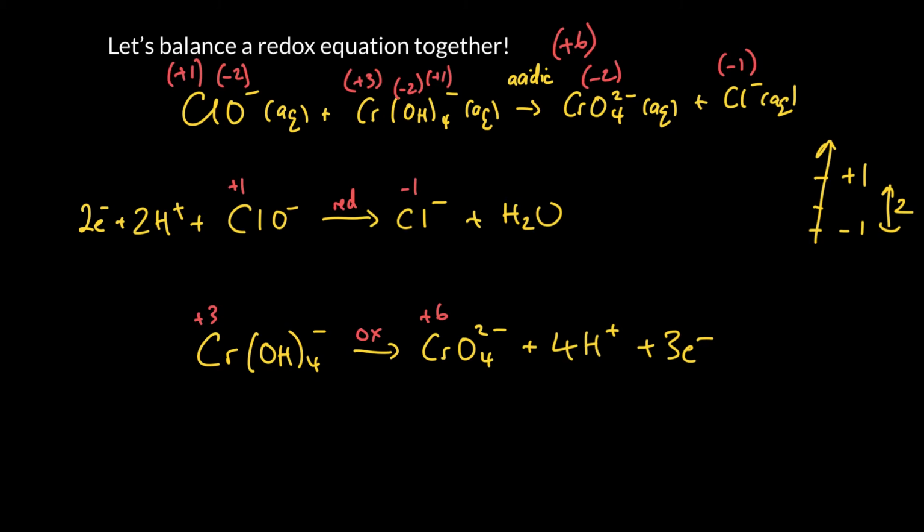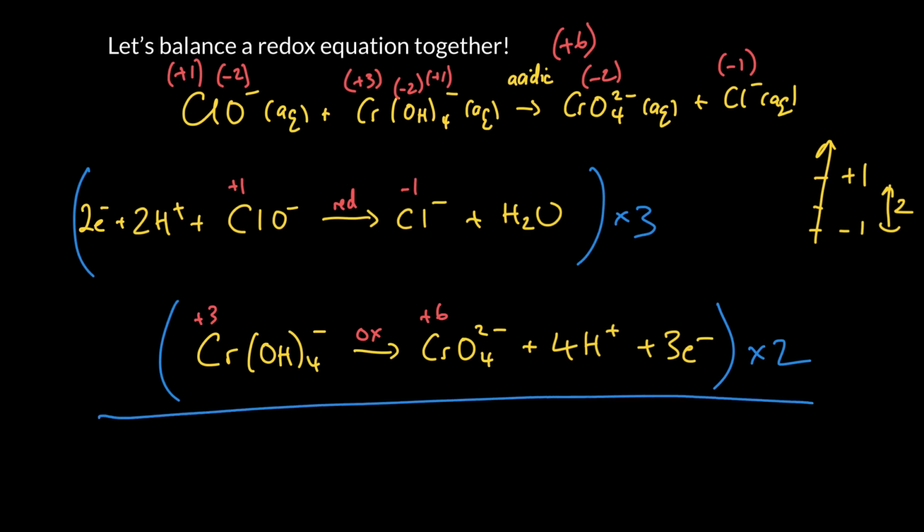The next thing was to sum them together. Now, if you look at these two equations, if we add them together, we are not going to get cancellation of electrons because we've got 2 on the left and 3 on the right, so we'll get 1 left over. We want to look for common factors here. If we triple that one and double that one, we'll get a common factor of 6 electrons, so 6 electrons in the top and 6 in the bottom, and they will cancel out.